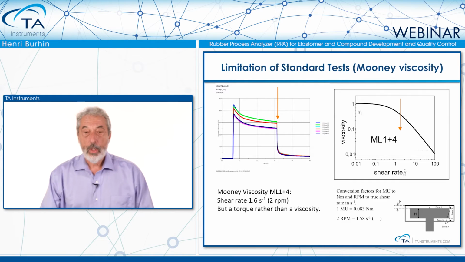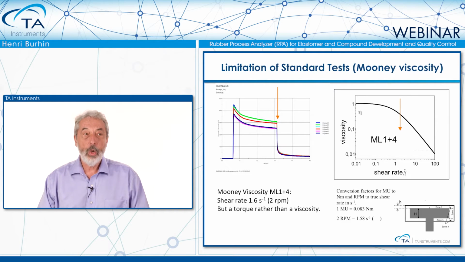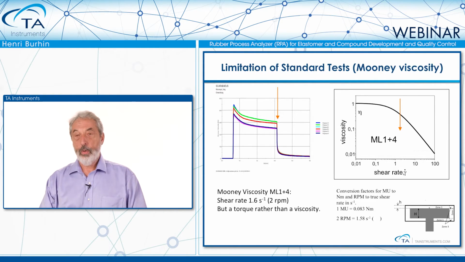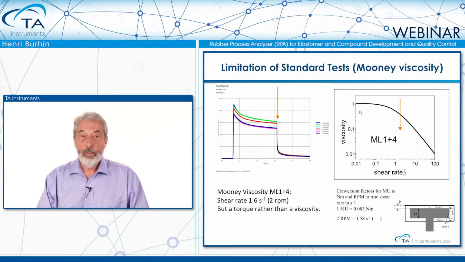The machine was designed to actually cope with the limitation of standard tests. So in this case, we're going to see what the limitation of Mooney viscosity is. Everybody knows a Mooney viscosity graph, which is in the slide here. The only problem, of course, is that the Mooney is turning at a constant speed according to the standard ASTM or ISO of 2 RPM. That gives a shear rate of approximately 1.6 reciprocal seconds.